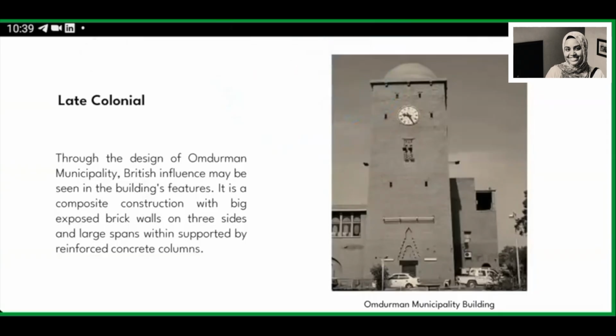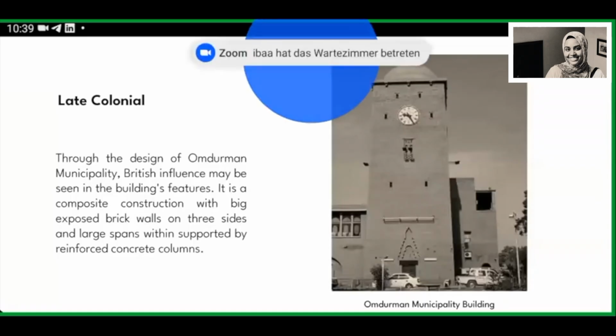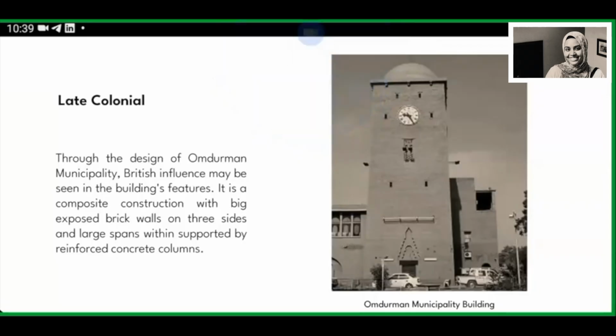Those buildings, though they were both built by the bipartite condominium administration, they represent extremely distinct architectural approaches and opposing cultural ideas. And this might be attributable to the fact that they were designed to perform very distinct roles. So we can say here that the early modern British effect is evident in Omdurman Municipality, because the structure is a composite construction with exposed brick walls from all sides, and it contains also large spans from the inside, which was one of the main features of the designs of that era.